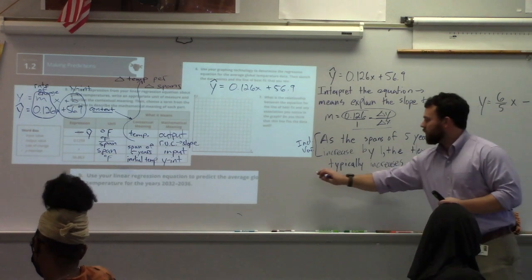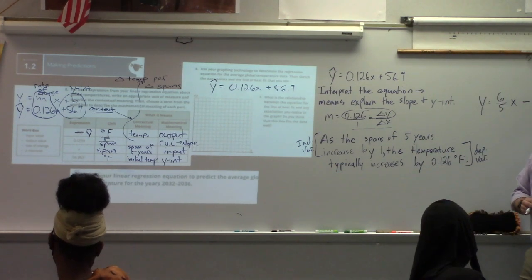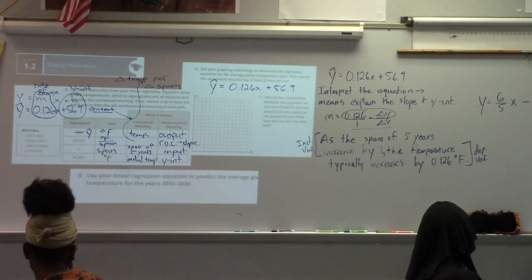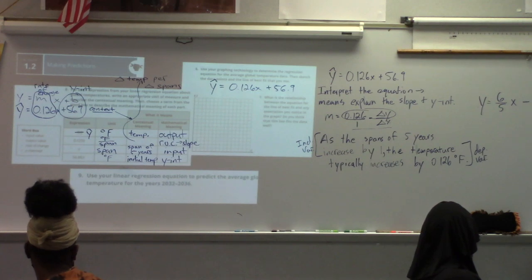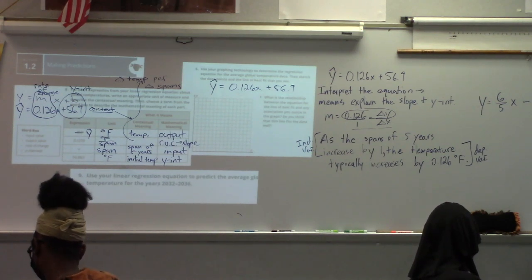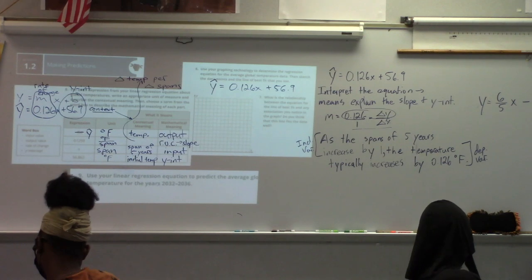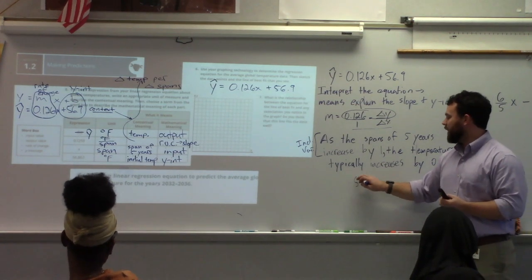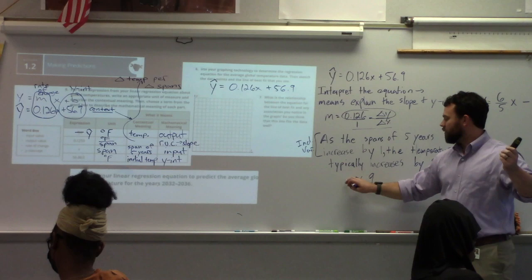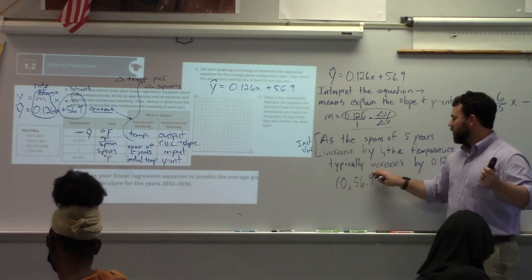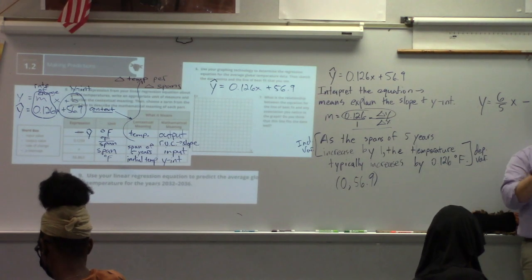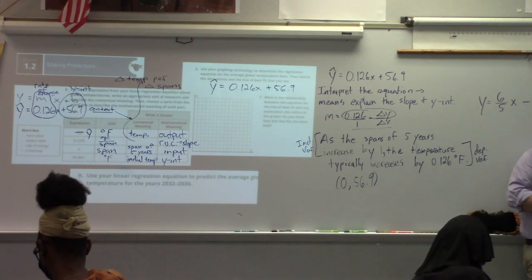From there, what do we still need to talk about? Have I interpreted everything about this line? The y-intercept? I still need to talk about that y-intercept, right? What would the y-intercept be? 56.9. The 56.9 is a part of 0, comma. Remember, the x value of a y-intercept is always 0. The x value of a y-intercept is always 0.